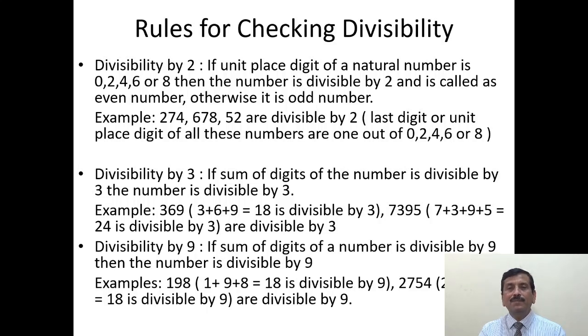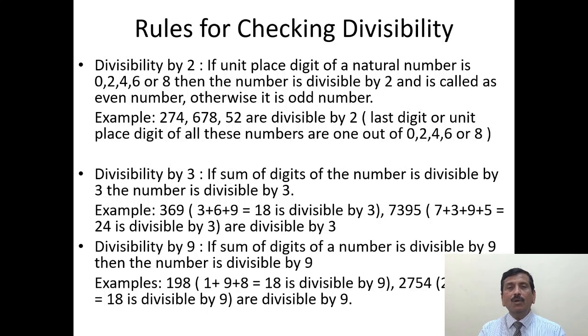7395. Sum of all digits will be 7 plus 3 plus 9 plus 5, that is 24, which is divisible by 3, and hence the number 7395 is divisible by 3.